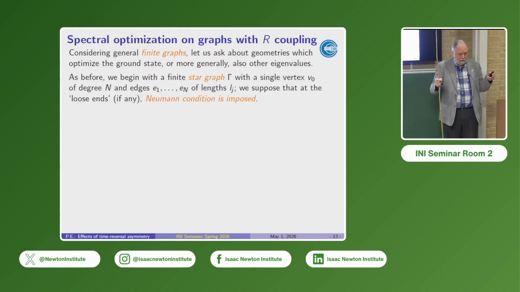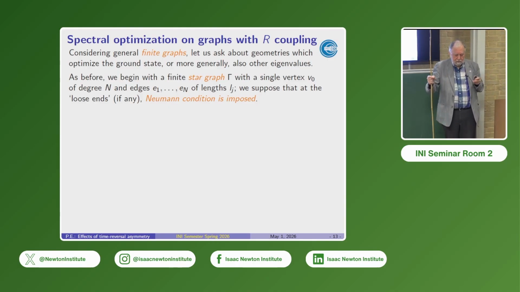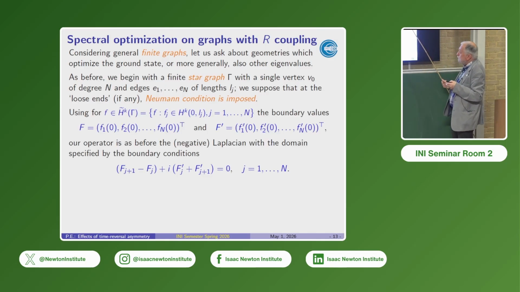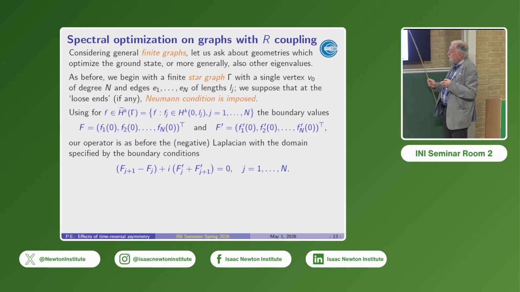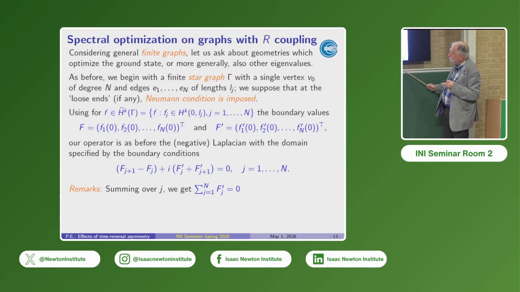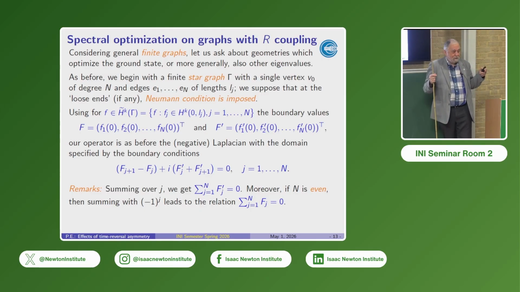You take again a star, now a finite star with generally different lengths, and one vertex in which you impose the R coupling. That's the one which I had before. Note that, for example, if you sum this condition, you find that the functions satisfy a part of the Kirchhoff condition: the sum of the derivatives is 0. But of course, the functions are not continuous. The domain would be Sobolev, but without continuity at the vertices.